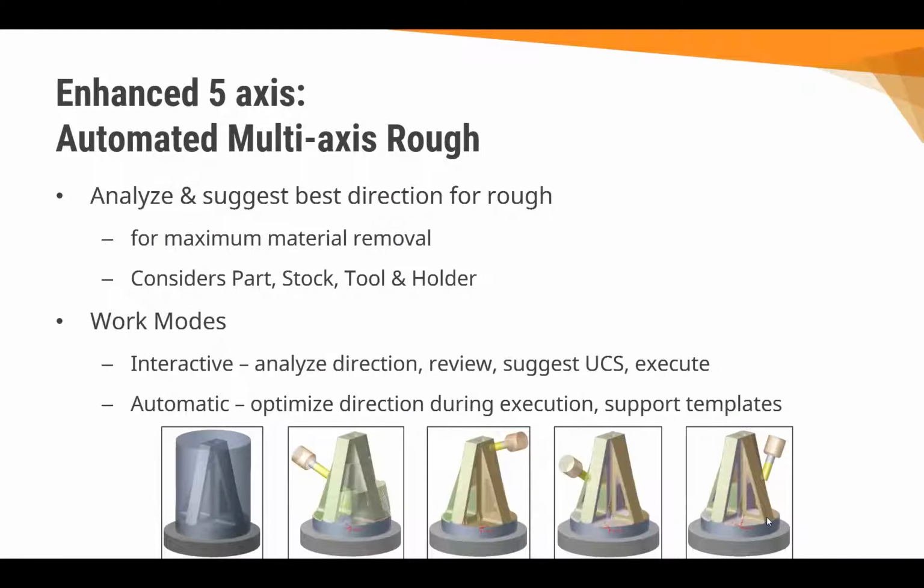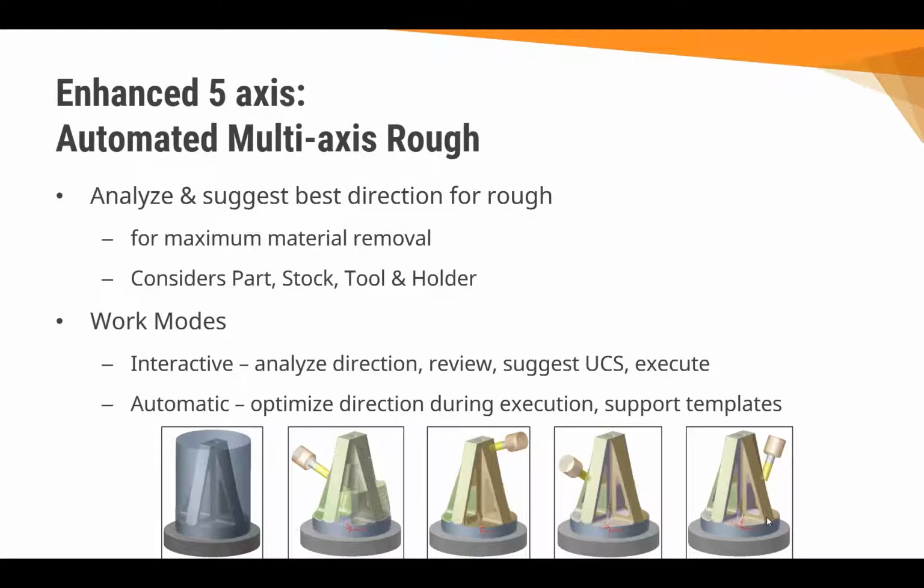Moving on to the enhancements within the 5-axis. The 5-axis has seen a lot of new iterations, new advancements. One of the new advancements is the automated multi-axis roughing. This is a new element of the 5-axis tool for analyzing and suggesting a best direction for roughing for maximum material removal. It considers the part, the stock, and the tool holder in these directions.